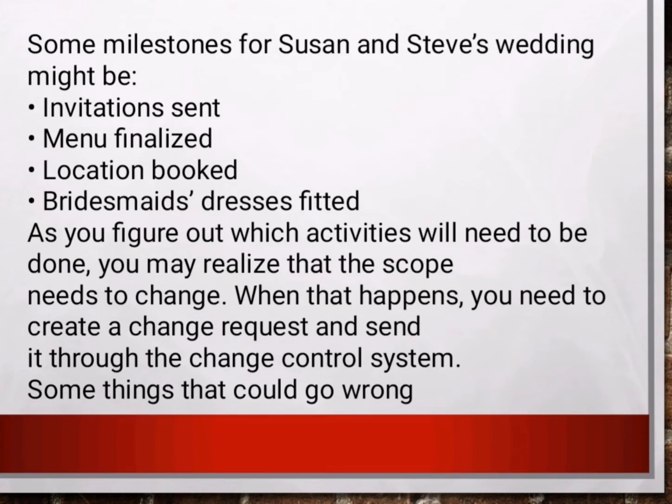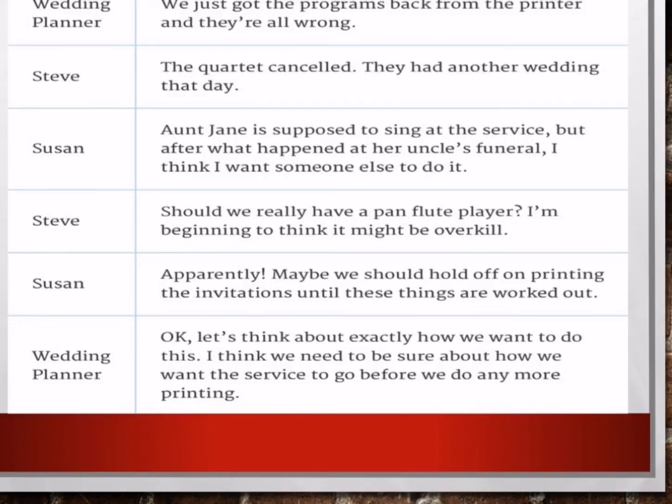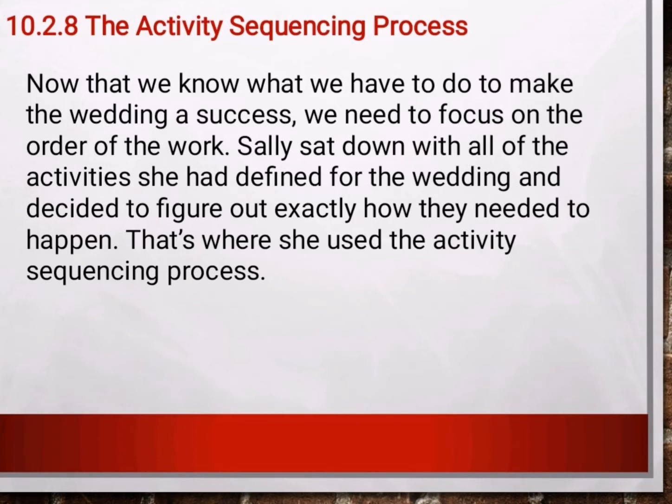Some things that could go wrong. So this is the example of their wedding planner. Next is activity sequencing process. Activity attribute list Sally created had most of the predecessors and successors necessary written in it. This is where she thought of what comes first, second, third, and so on.